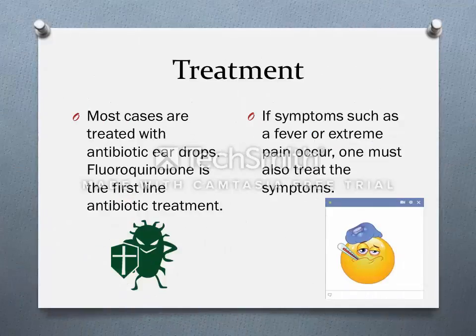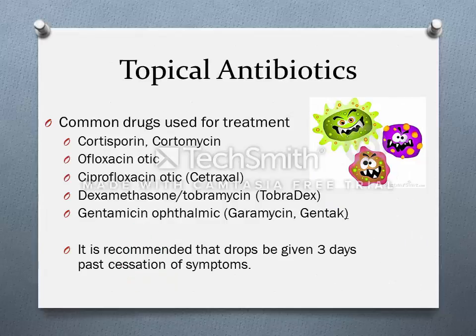Treatment of swimmer's ear varies depending on the signs and symptoms. Most cases are treated with some type of an antibiotic ear drop. The fluoroquinolone is the first line of antibiotic treatment. If symptoms such as a fever or extreme pain occur, you may also need to treat those symptoms. Some of the common antibiotic drops used are cortisporins, ofloxacin, ciprofloxacin, dexamethasone, and gentamicin.